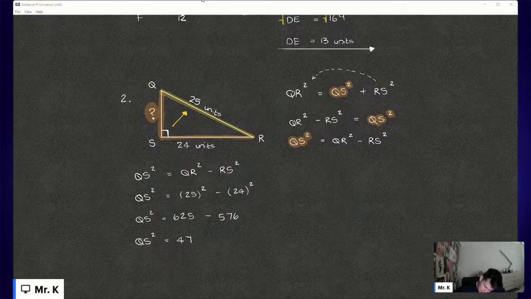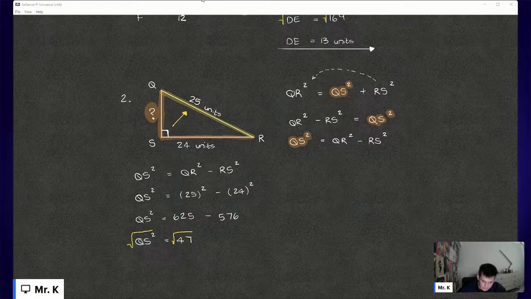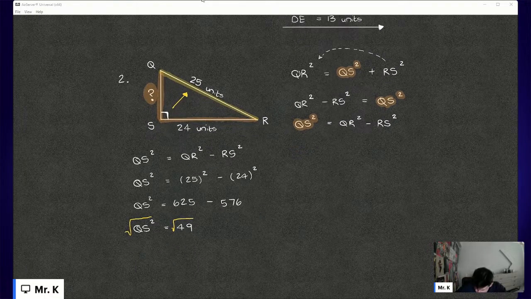To get QS on its own, we need to square root both sides of the equation. Sorry, guys, I said 49 and I wrote 47 here. QS squared is 49. So what is the square root of 49, guys? It's going to be 7.